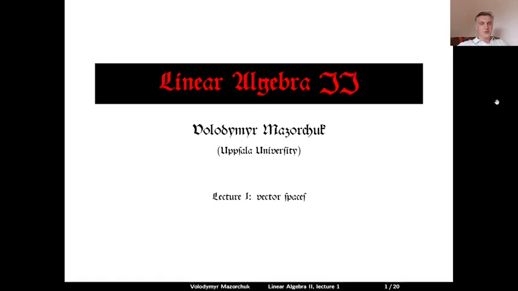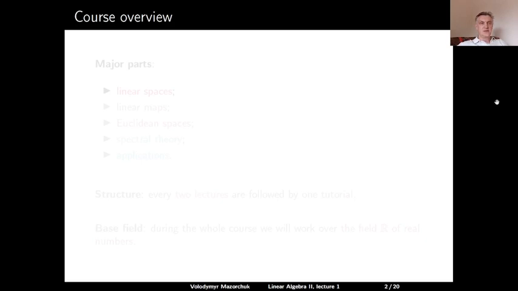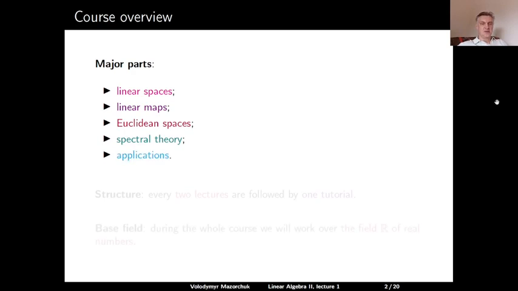Linear Algebra II, Lecture 1, Vector Spaces. Let us start with a brief overview of the whole course. The major parts of this course are linear spaces, linear maps, Euclidean spaces, spectral theory for linear maps, and applications.